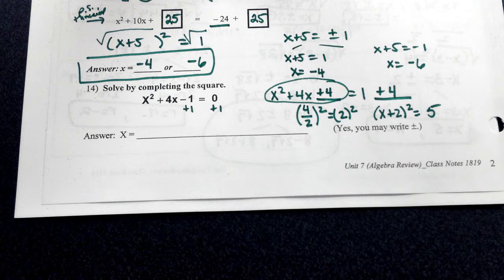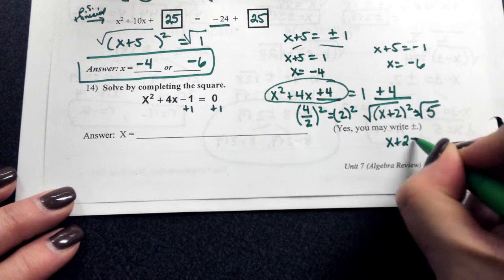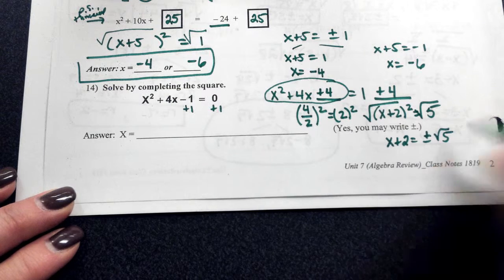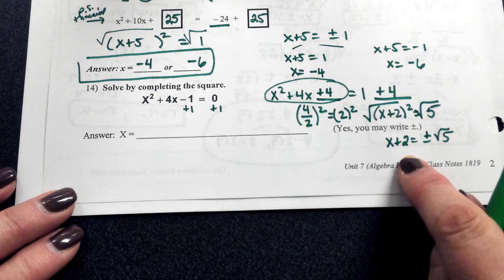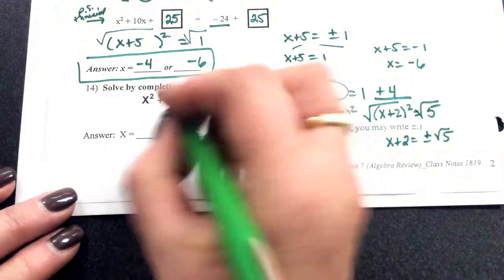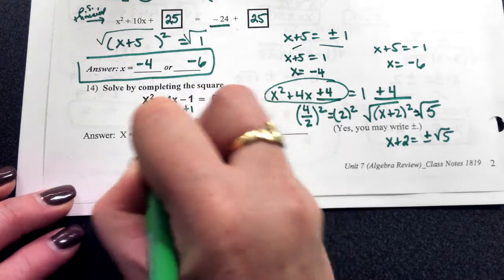So now you're ready to go ahead and solve it. What are we going to do to both sides of the equation? You're going to take the square root. So x plus 2 is equal to plus or minus square root 5. And then finally, to get x by itself, I'm going to subtract 2. So x is equal to negative 2 plus or minus square root 5.